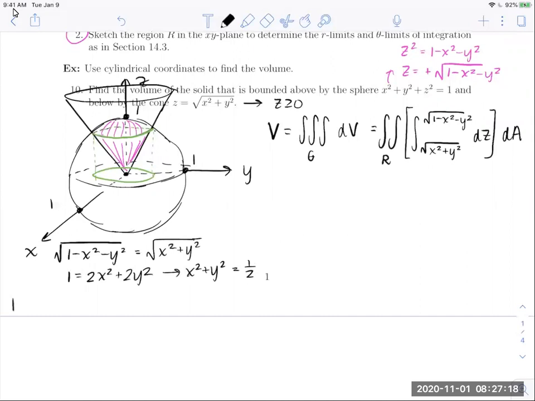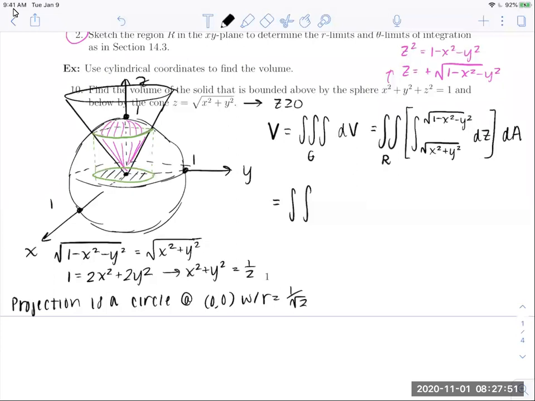All right, and I conclude here that my projection is a circle centered at the origin with radius 1 over root 2. So rather than drawing a separate picture on the XY plane, I'm just going to use this three-dimensional picture, and I've drawn the projection on there. And what I'm going to do now is go ahead and switch everything into polar coordinates at this point. So I'll come back to these outer limits of integration.